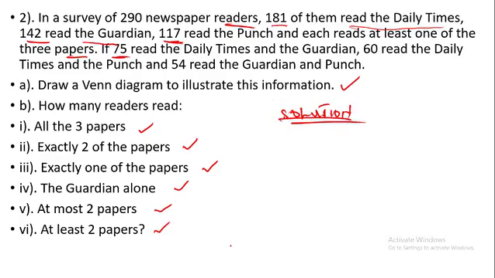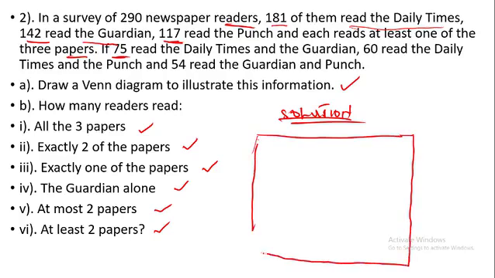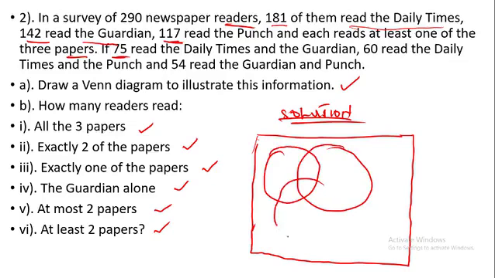Okay, first of all, we have to illustrate the information in a Venn diagram. So we have a Venn diagram to be something like this. We have the first set, we have the second set, and we have the third set. Okay, let this be our D. D is Daily Times.